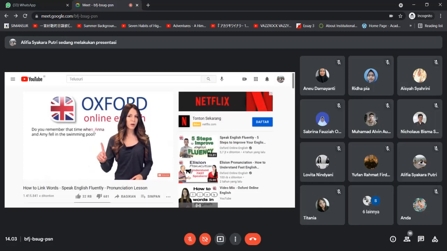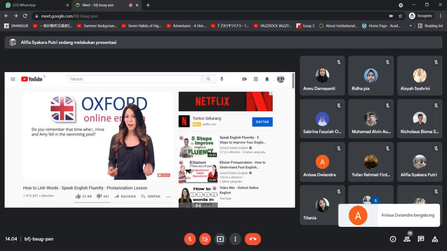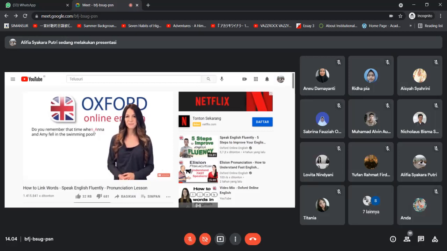You can do this if one word ends with a consonant sound and the next word begins with a vowel sound. Look at the sentence again. Can you find 2 more examples like this? You can also link "and Amy" and "fell in". Try saying the full sentence with these vowel links. Do you remember that time when Anna and Amy fell in the swimming pool?